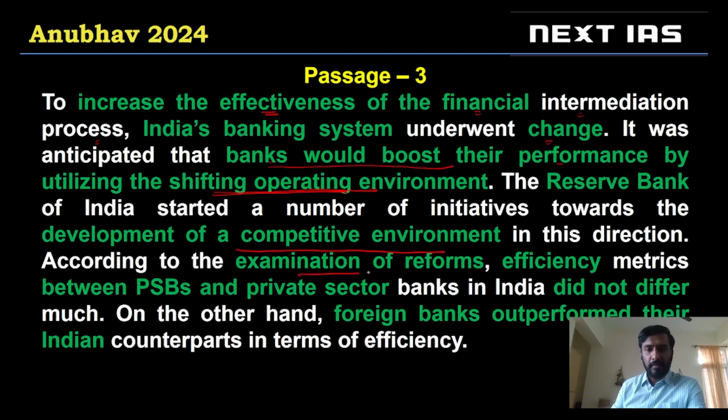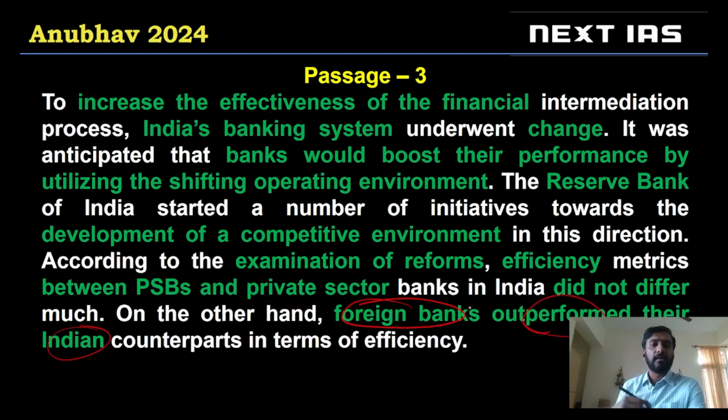Now, if you examine the reforms, what the outcome of reforms was, based on efficiency of banks, public sector banks and private sector banks in India were similar. They did not differ much. But foreign banks outperformed Indian banks. So foreign banks were better than Indian banks when it came to financial intermediation or banking in short.